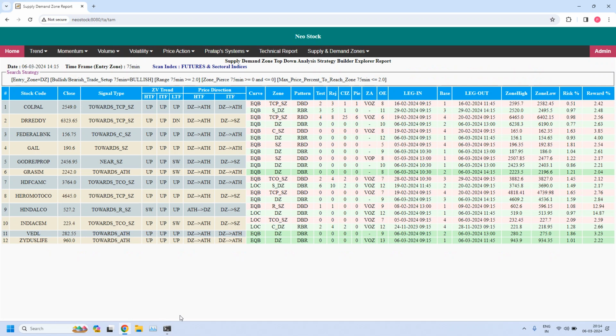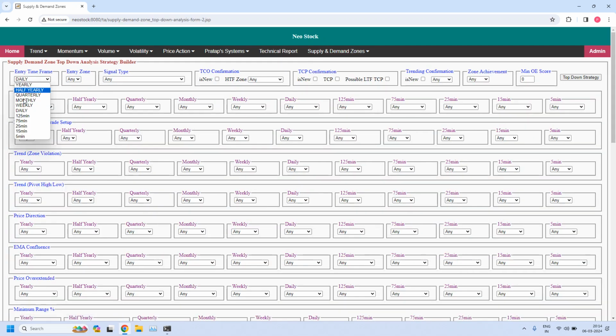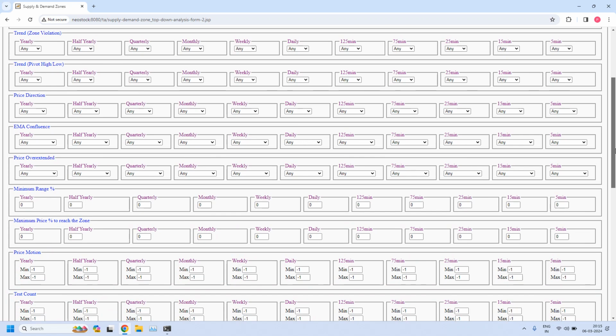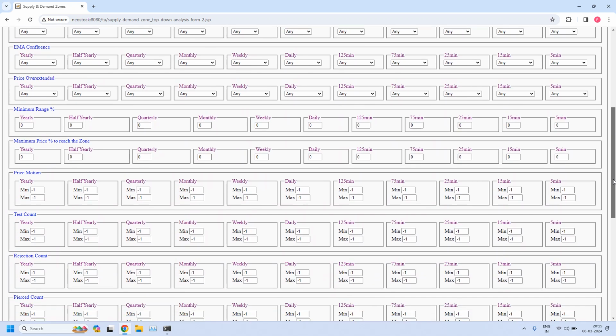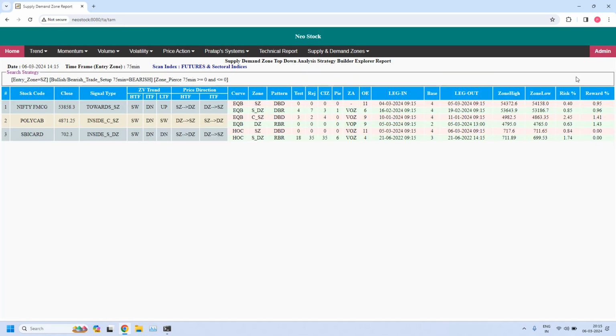Okay, now the last report, bearish trade setup for weekly income trade. So entry time frame should be 75 minutes. Because it is bearish trade setup, entry zone should be supply zone. In bullish or bearish trade setup parameter at 75 minutes time frame, let us select the value bearish, and we don't set any filters except pierced count should be 0. So in this last parameter pierced count at 75 minutes, we will set 0, 0, minimum 0, maximum 0. Now let us filter the stocks.